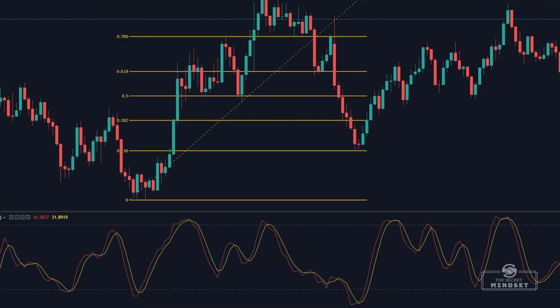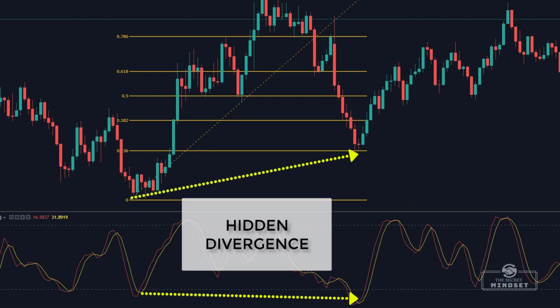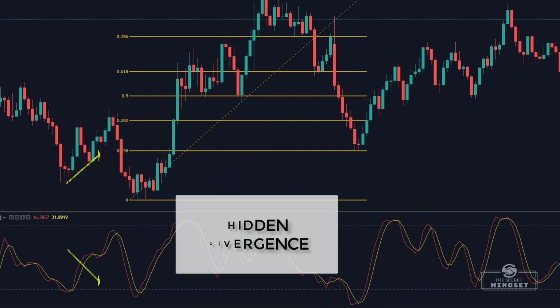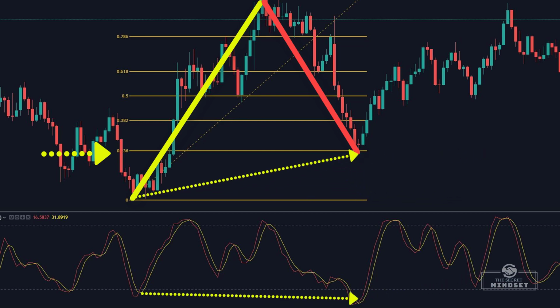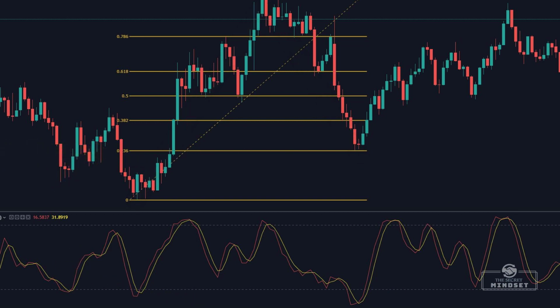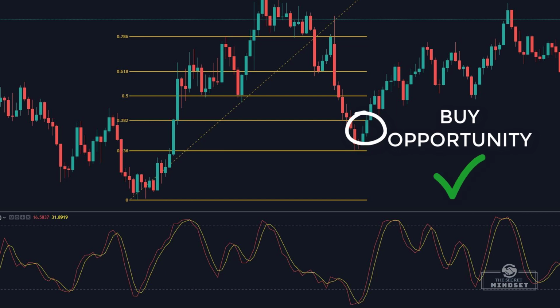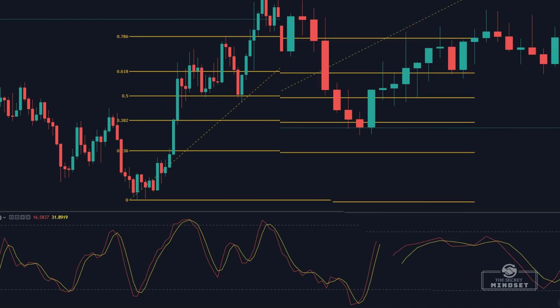In this weekly gold chart, we spotted an excellent hidden divergence opportunity. The price recorded a strong upward trend and then retraced to the 23.6 Fibonacci retracement level. During this time, a hidden divergence pattern developed on the stochastic oscillator. This represented the perfect buy opportunity for a position trader, with the gold price continuing its upward trend.